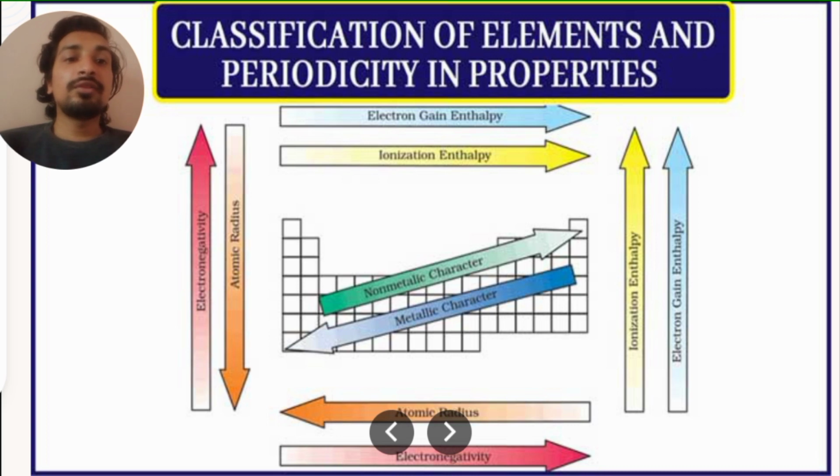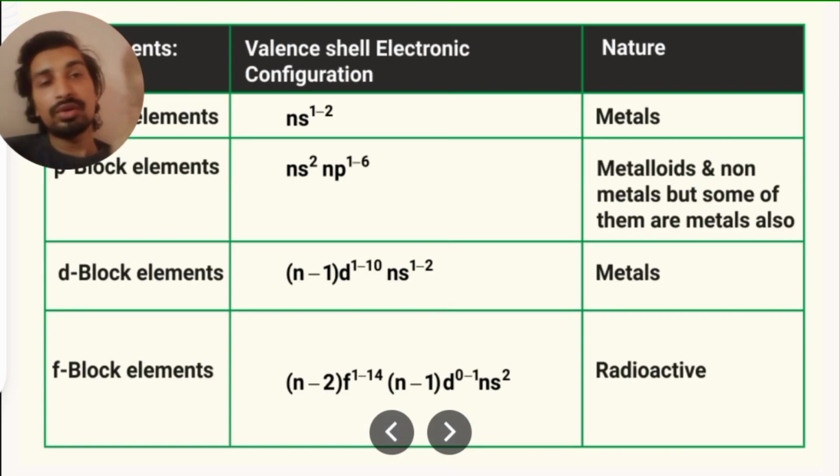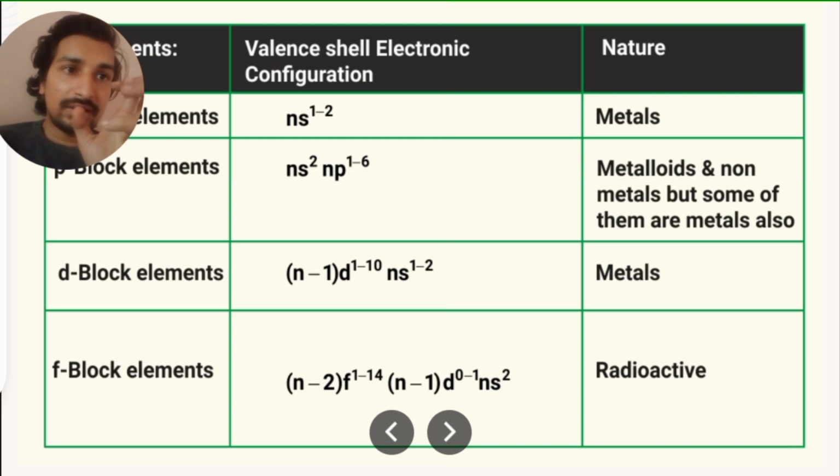So here, if you go rightwards, from one group to another group, the electron gain enthalpy increases and ionization energy increases. If you go upwards, your electronegativity increases. If you go downward, atomic radius increases. And if you go this side, non-metallic character increases. If you go this side, metallic character increases. And ionization enthalpy increases upward, electron gain enthalpy increases. And if you go this side, electronegativity increases. If you go this side, atomic radius increases. As you go to the right side, atomic radius decreases because more protons are added, and because of that there is more attraction, and the size of the atom decreases.